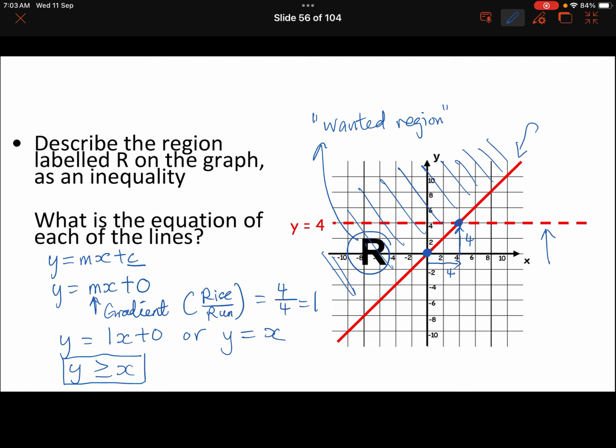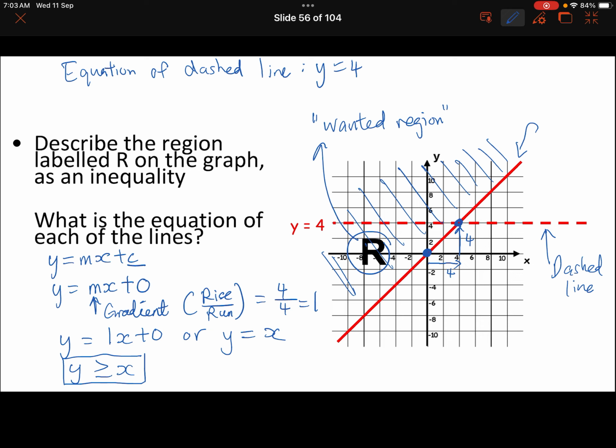Now, we're going to look at the second line, which is the dashed line here. We know that the equation of any horizontal line is always going to be y equal to a specific number. Since the line actually cuts at 4, we know that the equation of the dashed line is generally y equal to 4.